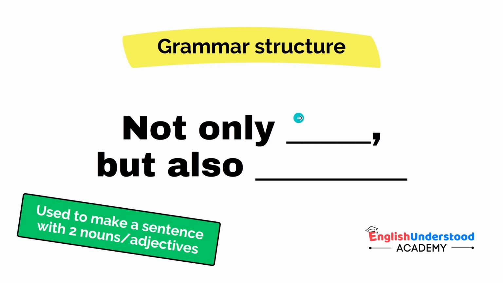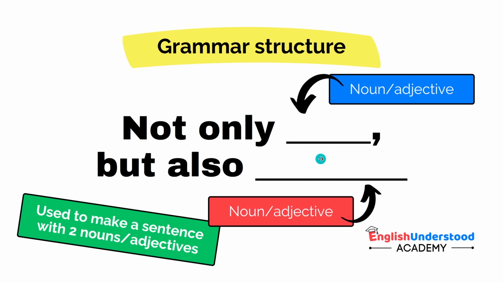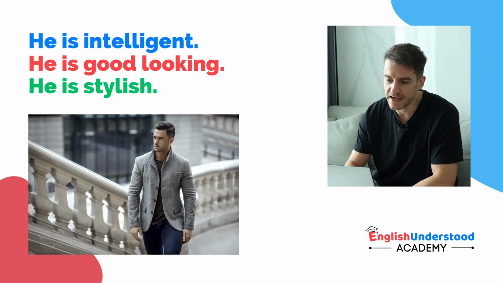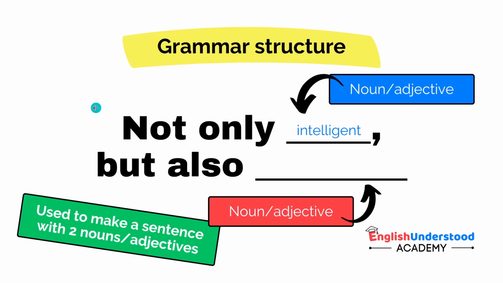So you might be wondering, hey Shane, what do we put here? What do we put here? Well, at the top here, we can put a noun or an adjective. Down here, we also put a noun or an adjective. So if we look at our example from before, we said he is intelligent. So that can be our first word. He is not only intelligent.